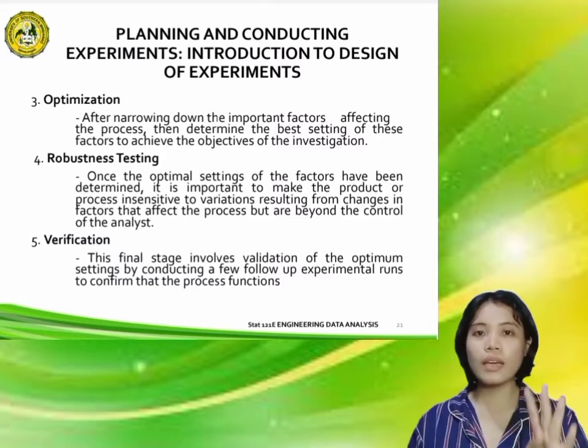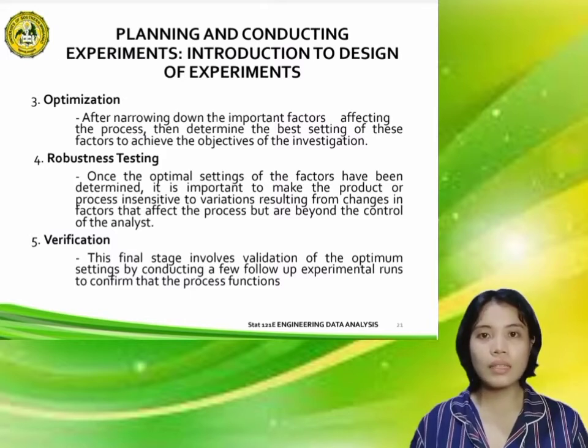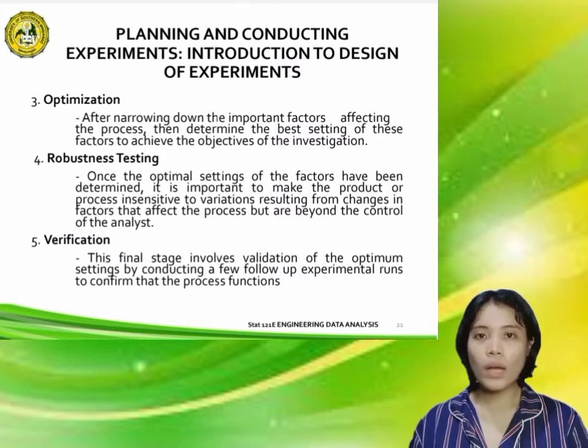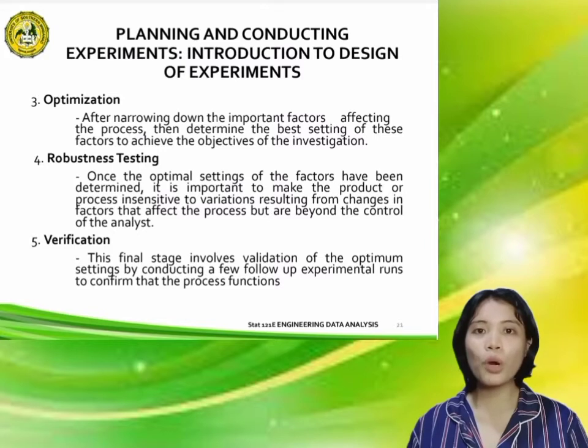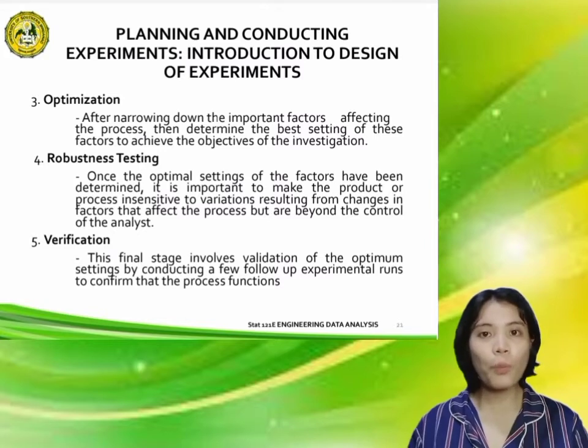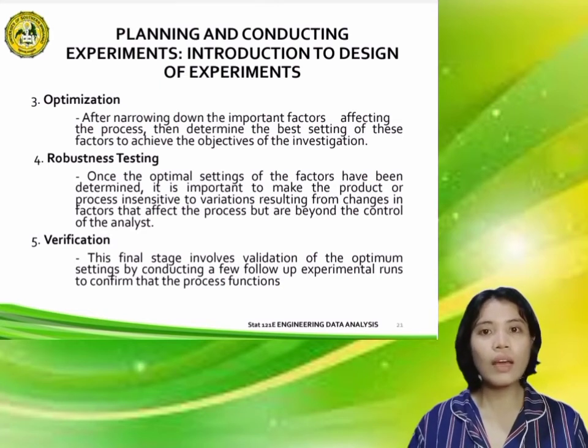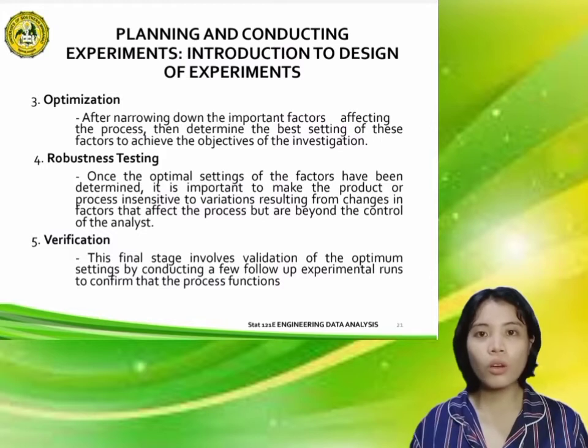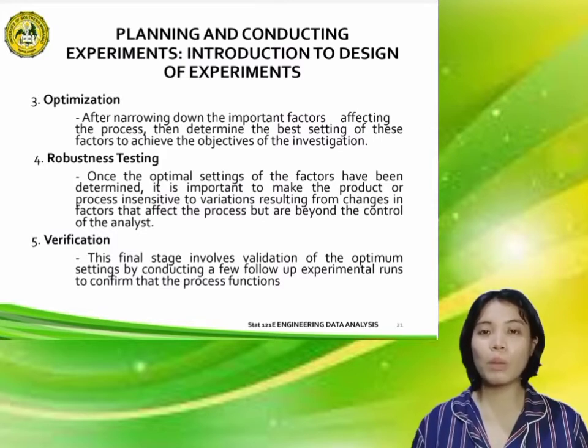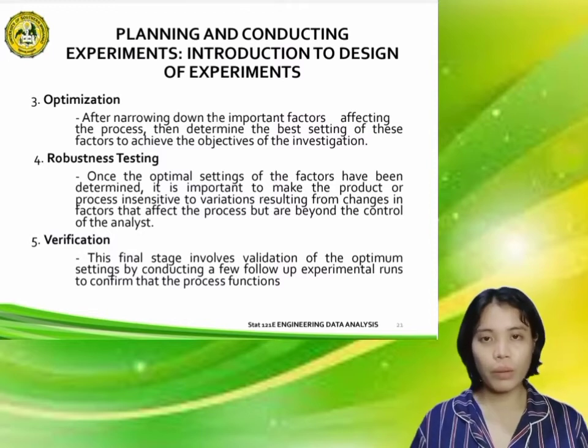The fourth stage is robustness testing. Once the optimal settings of the factors have been determined, it is important to make the product or process insensitive to variations resulting from changes in factors that affect the process but are beyond the control of the analyst. Such factors are referred to as noise or uncontrollable factors that are likely to be experienced in the application environment.